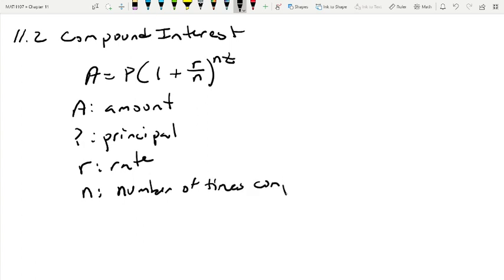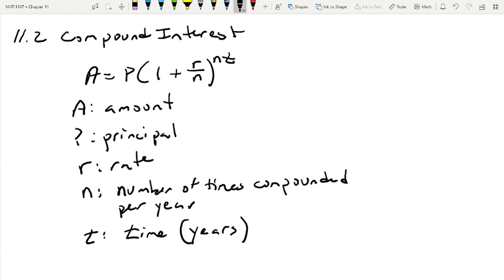Per year. And T is the time frame, and that number is in years. So now that we get to that N, which is the number of times something is compounded per year, you get in terms of seeing these kinds of things in the question.